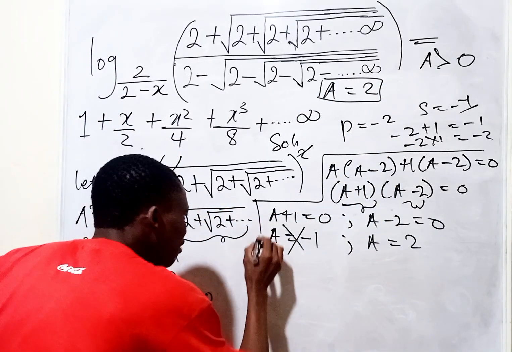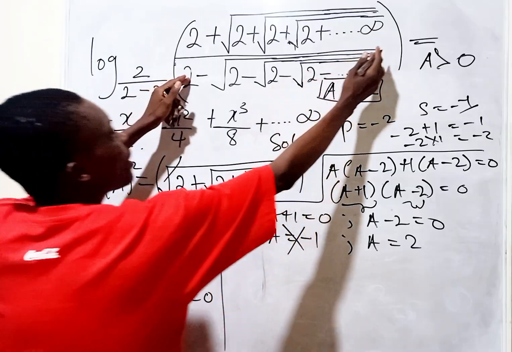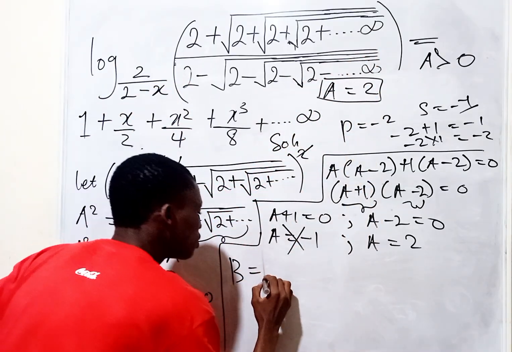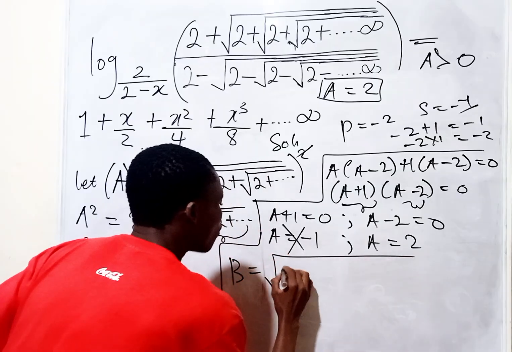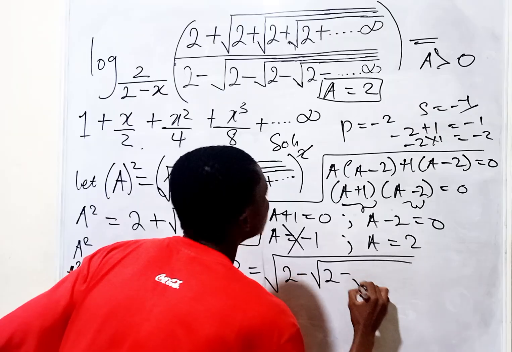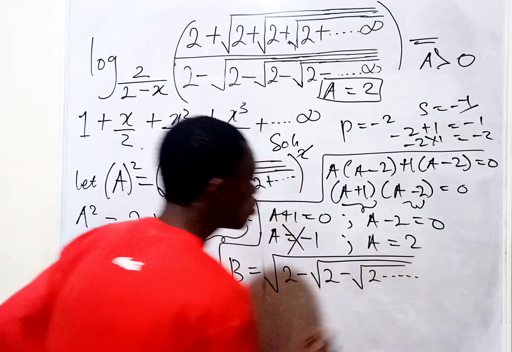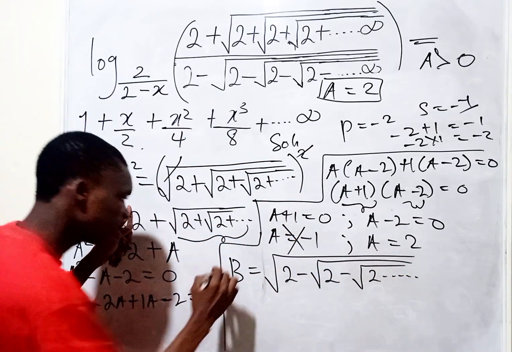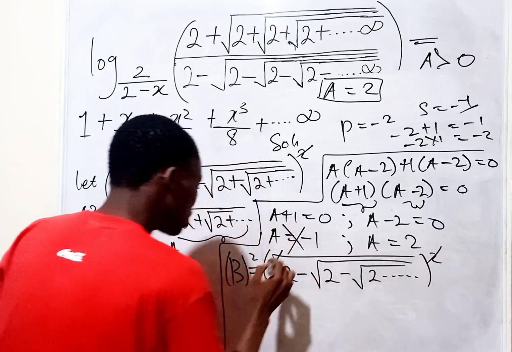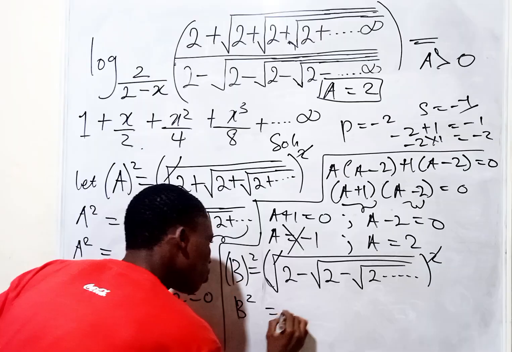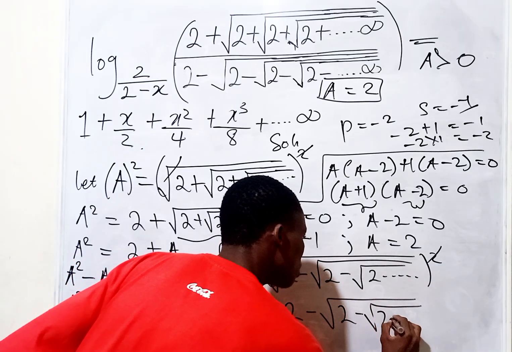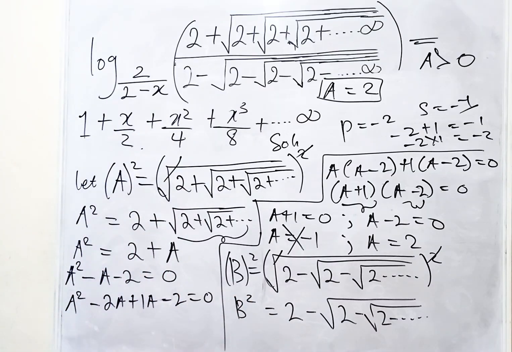All right, the next one we have here, let's see clearly the same pattern also applies here. Let b equal the square root of 2 minus the square root of 2 minus the square root of 2 minus dot dot dot. It goes like that. So what next? From here now, the same thing. We square both sides. If we square both sides of this, this square cancels out the square root. So b squared equals 2 minus the square root of 2 minus the square root of 2 minus dot dot dot. It goes like that.